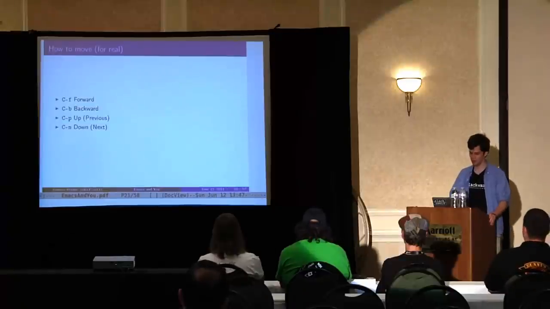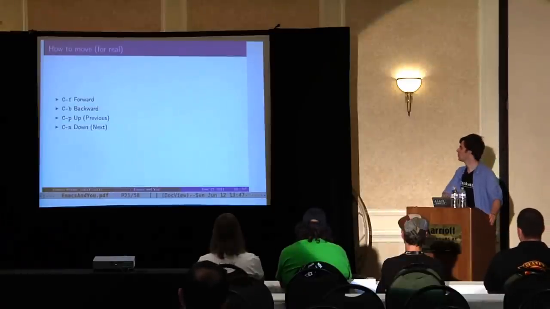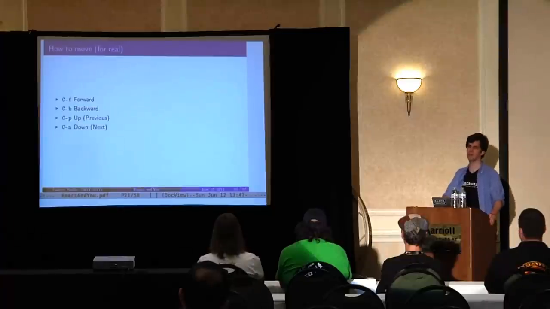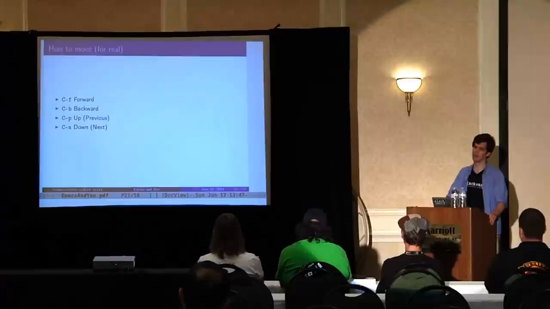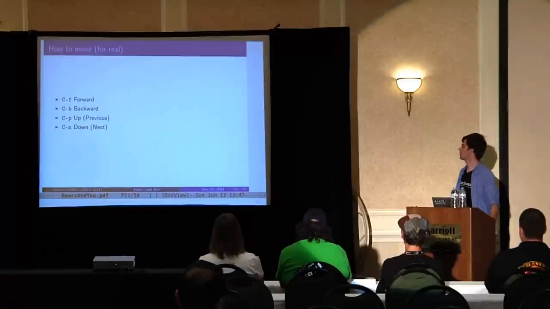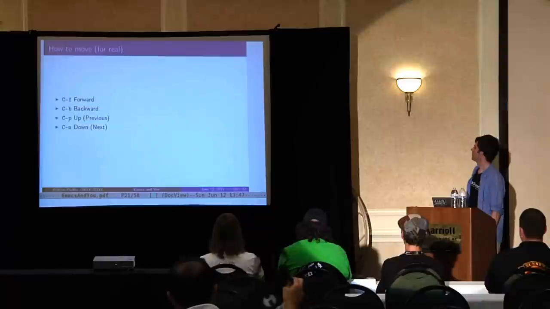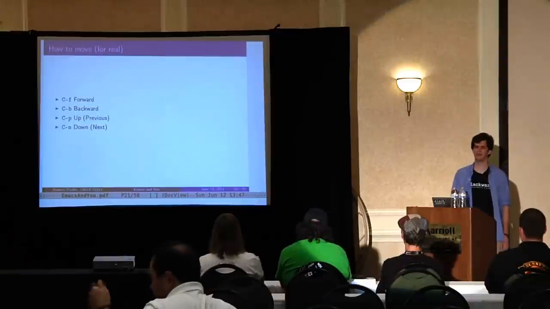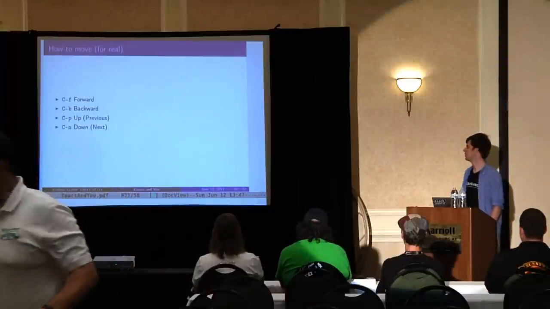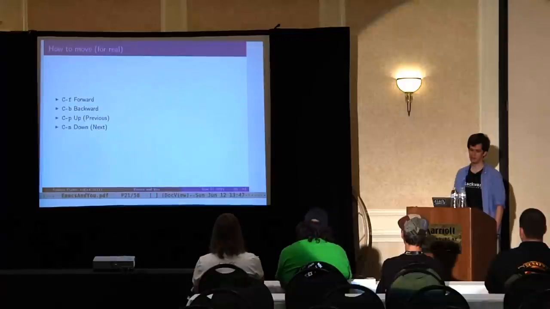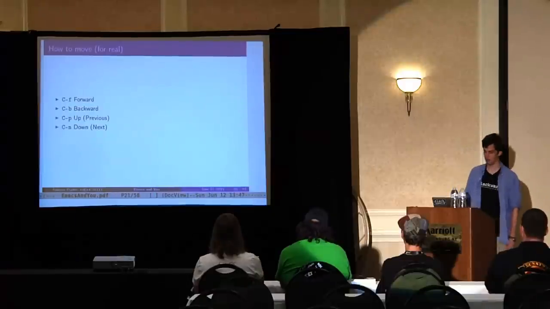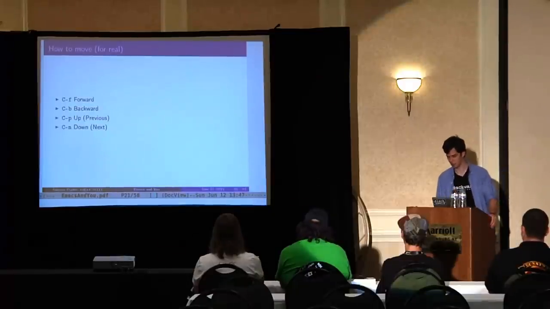Vi gets it right with using h, j, k, l for these simple motions, but a lot of people have gotten used to these bindings over time and they've grown to like them, and they're just there as the defaults. They're kind of easy to remember, because how would you forget that you can move backwards with Control B, since B is for backwards.